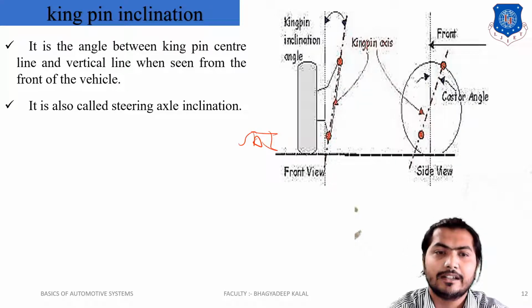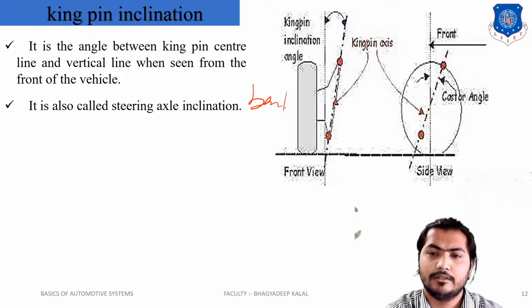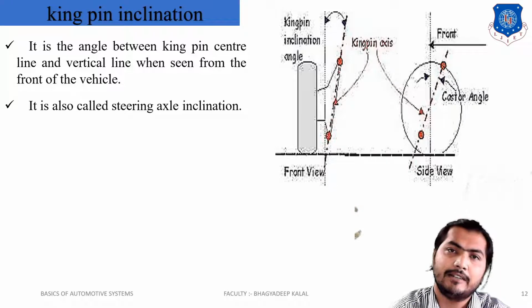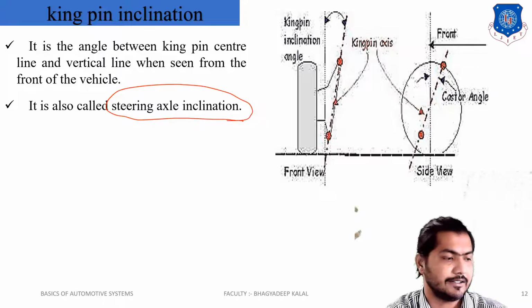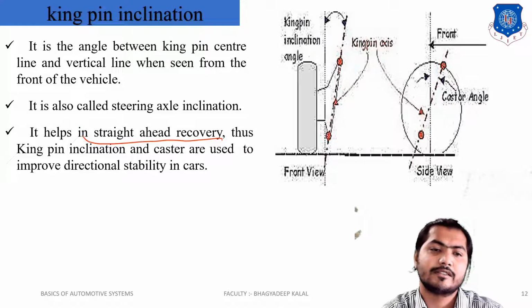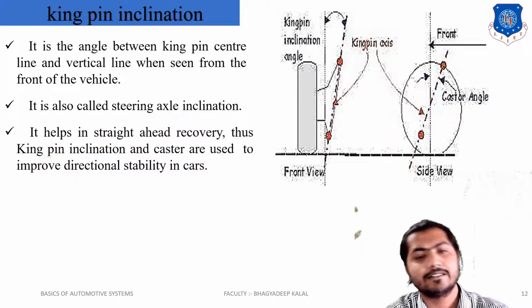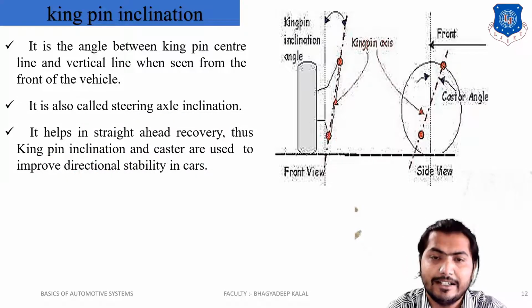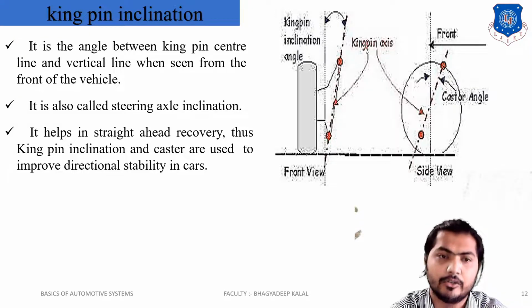But in modern days, the kingpin is not used. Instead of the pin, we use a ball joint, and the new name given is steering axle inclination. It helps straight-ahead recovery. Thus kingpin inclination and caster are used to improve directional stability. Directional stability means the vehicle moves on a straight path, following whatever path is required by the driver.